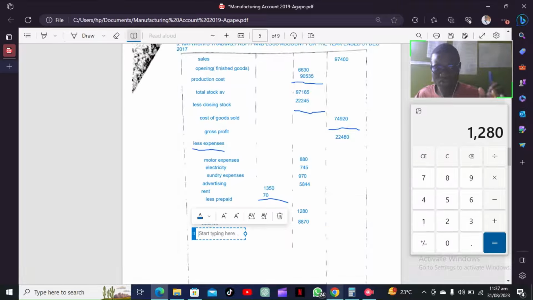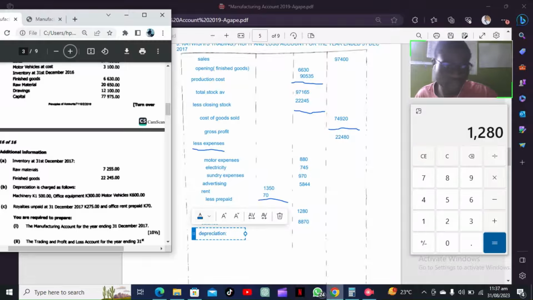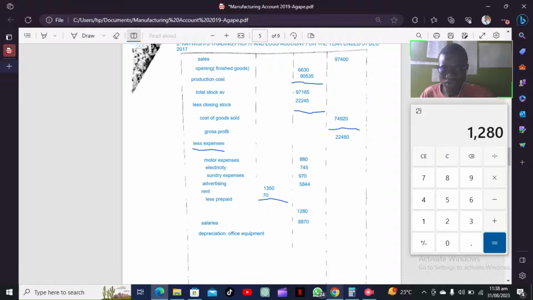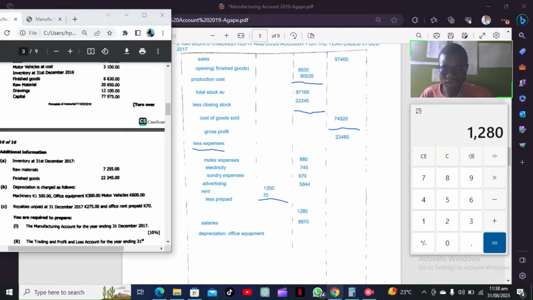So the depreciation, we're just going to enter them the way they are because they were already calculated for us. So we're going to say depreciation. Here we're entering, they told us there was motor vehicle depreciation and office equipment. So let's start with office equipment. Office equipment, how much was it?